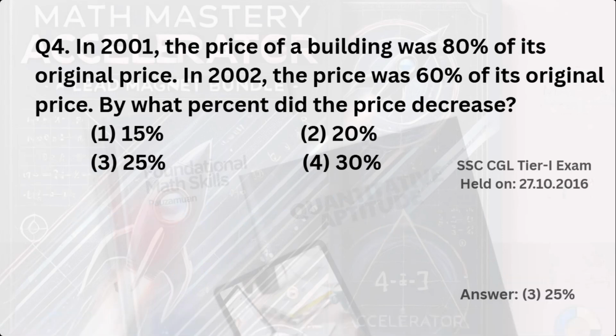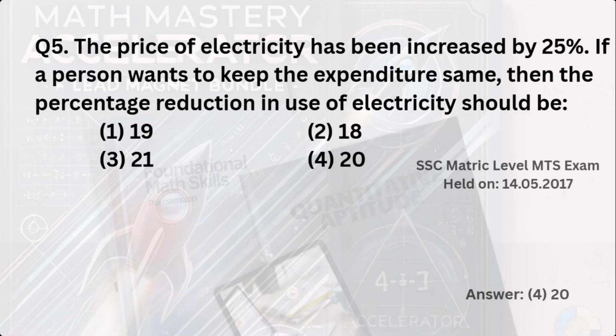Next question. Question number 5. The price of electricity has been increased by 25%. 25% more, 100 plus 25, 1, 2, 5. This is 25% more than 100. If the person wants to keep the expenditure the same, then the percentage reduction in use of electricity should be.